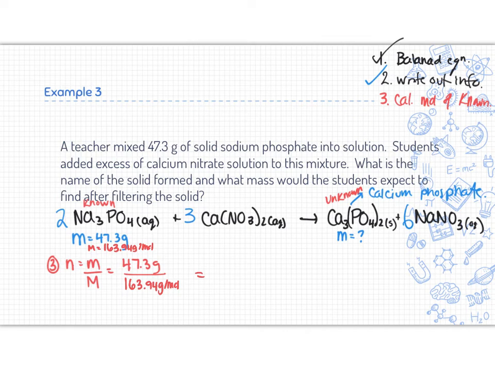And we're going to divide our 47.3 by that number. I get 0.2885 moles, and that is of Na3PO4. Notice that I always put this little subscript once we're talking about moles, because we're going to end up talking about moles of 2 compounds, this one and this one.